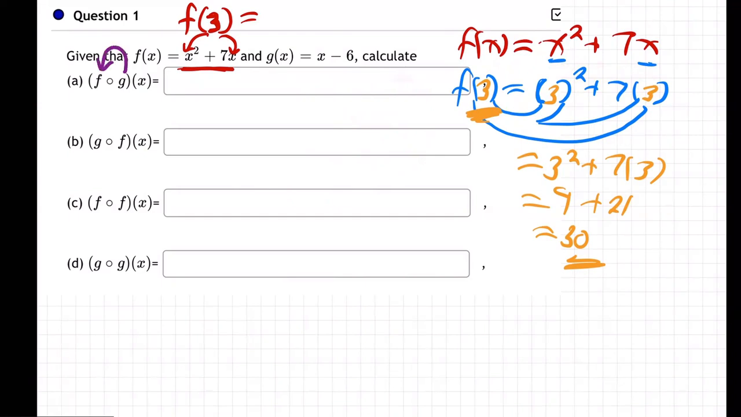G is going into F, not vice versa. Now, in the next one, F will go into G, but it's always right to left. And that doesn't need to be a surprise. That's what it's been all along, right? What we do right here, 3 goes into F. That's how functions have always worked.